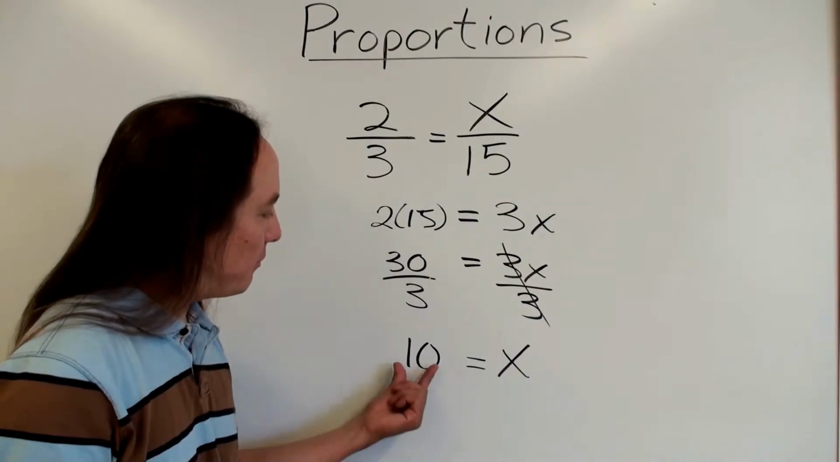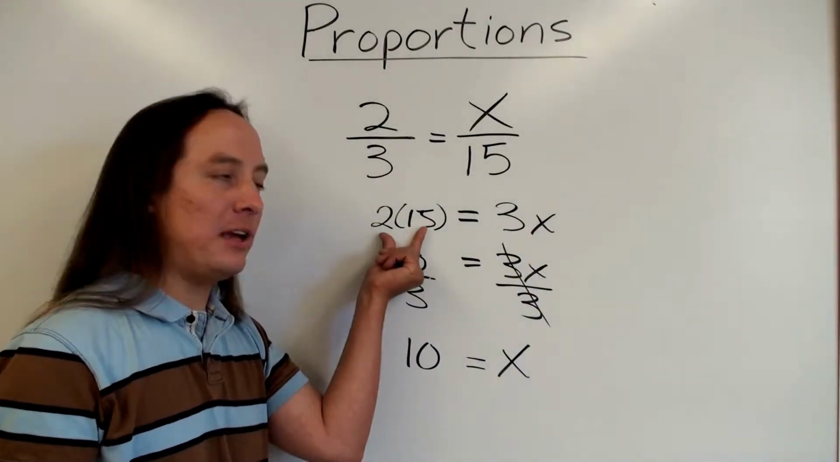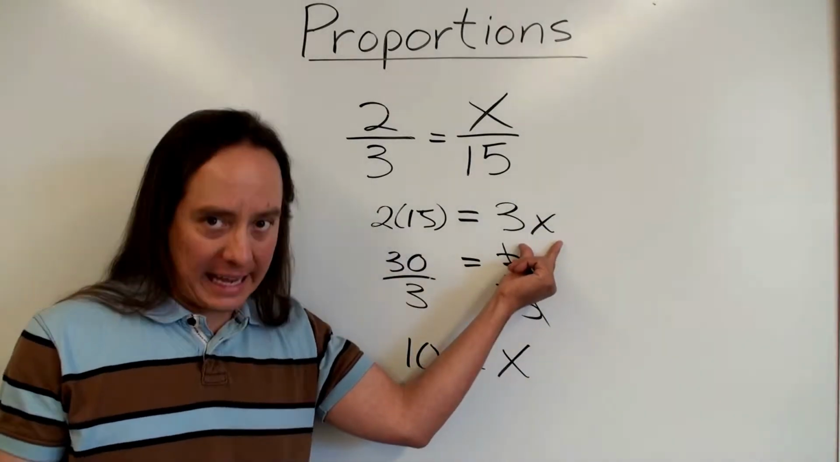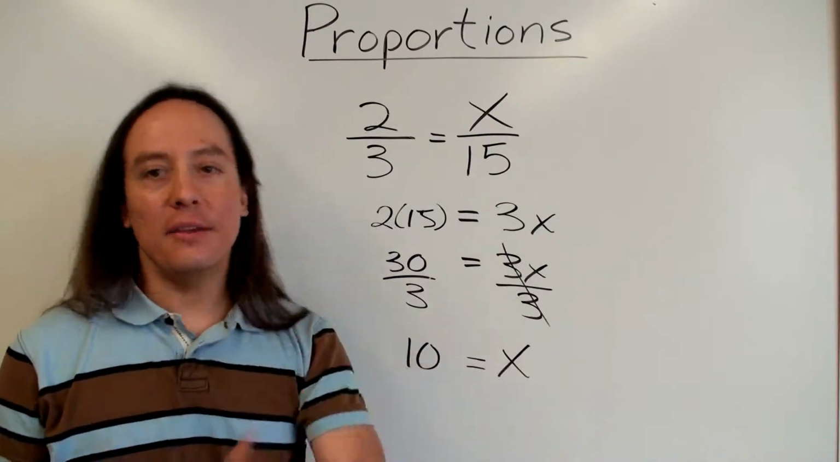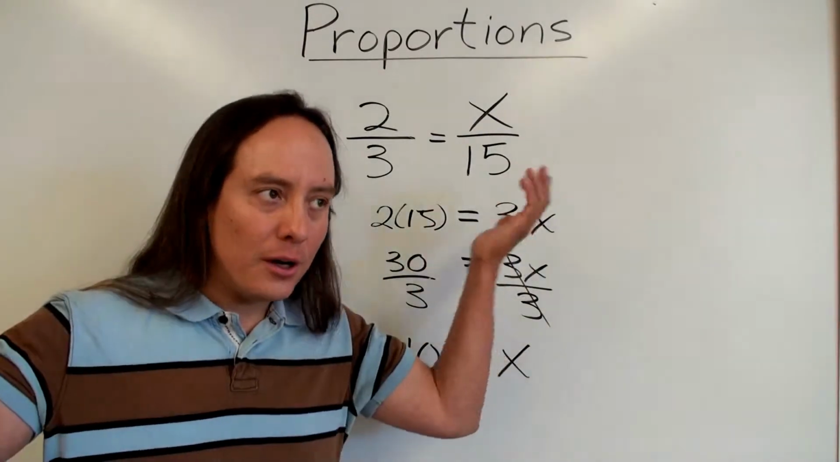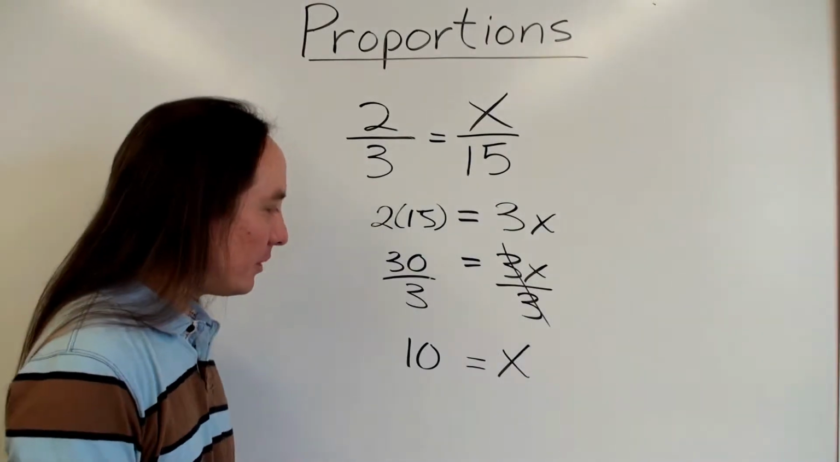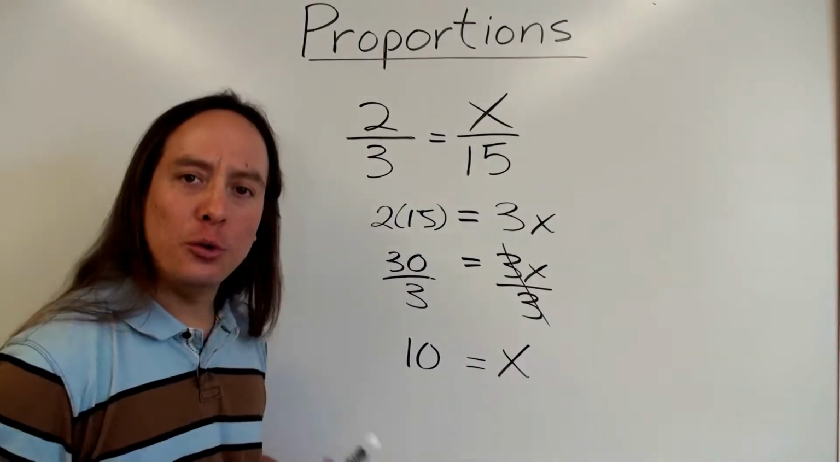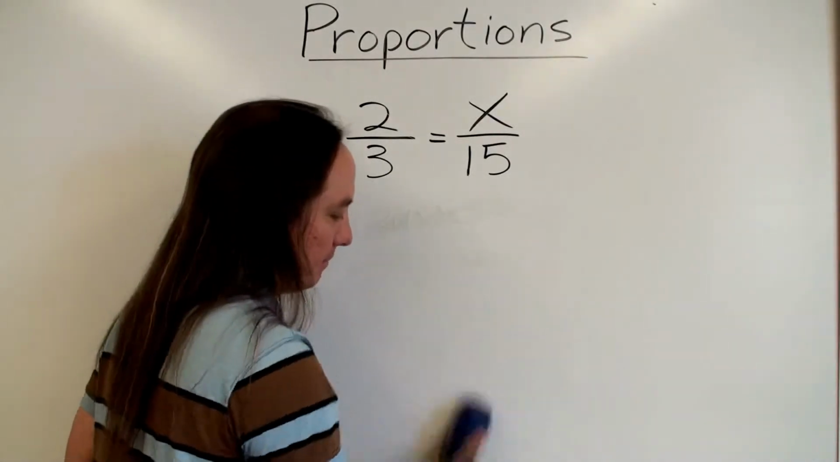Okay? So if x is 10, this would be 3 times 10. So 2 times 15 is 30. 3 times 10, we found out what x is, is also 30. So 30 equal to 30. These are two proportionate ratios. Okay? But again, I just wanted to show that for those of you who do understand algebra. If you don't, that's okay. We'll get to that later.